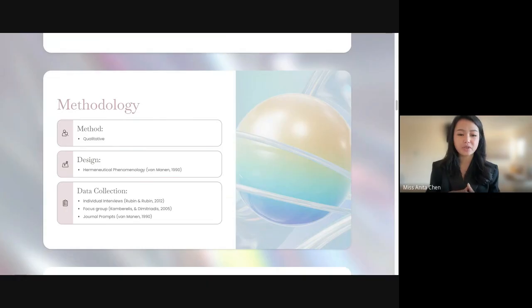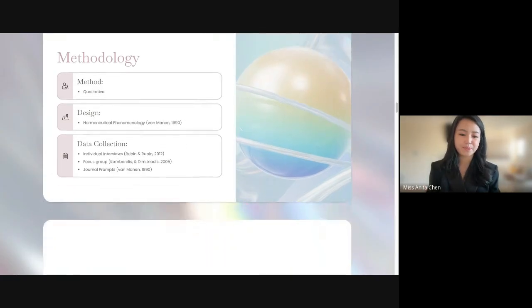I chose to use a qualitative methodology because it helped me understand the lived experience of my participants. Second, I chose a hermeneutical phenomenology design because this allowed me to be one of the human instruments when interpreting the results. And finally, for the data collection, I chose to use individual interviews, a focus group, and journal prompts to really get that rich and thick description of the students' lived experiences.